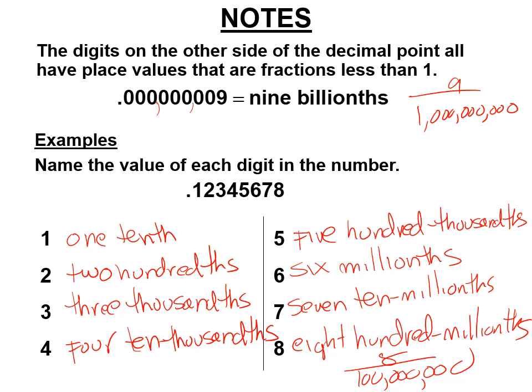That's how it works. These numbers here are getting smaller. 9 billionths is the smallest number, right? The biggest number up here right now is 1/10, 1 out of 10, right? If you make 1 out of 10 baskets, you stink at basketball.